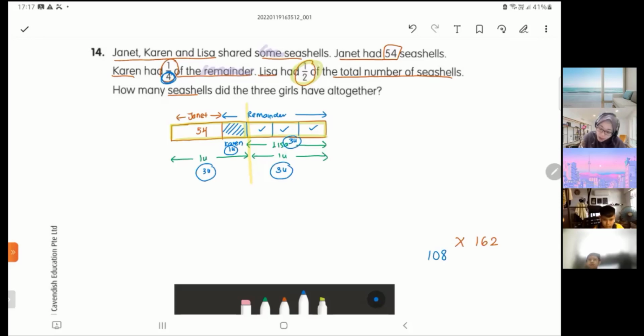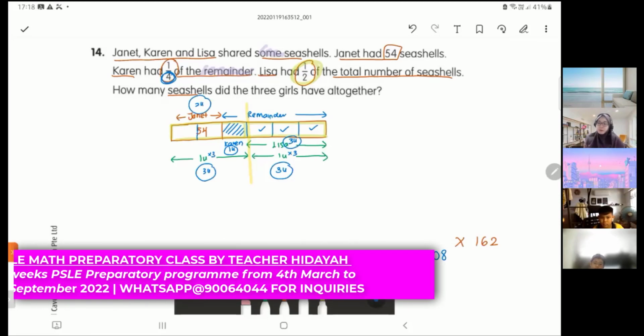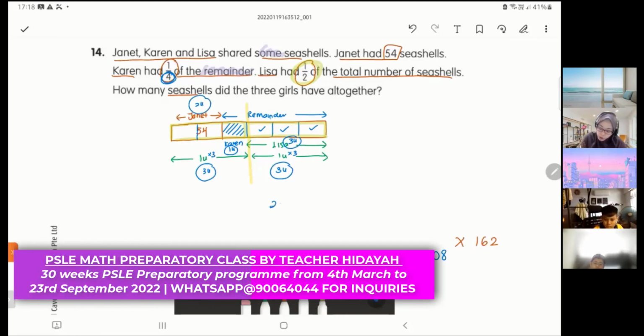Okay, why? Because the one part I divide it into 3. So it's actually times 3 here. So what happened to this one part? I times 3 here. So now what happened to this? I also cut into 3. Can you see the 3 units there? So Janet has how many units? 2 units. So 2 units is 54.